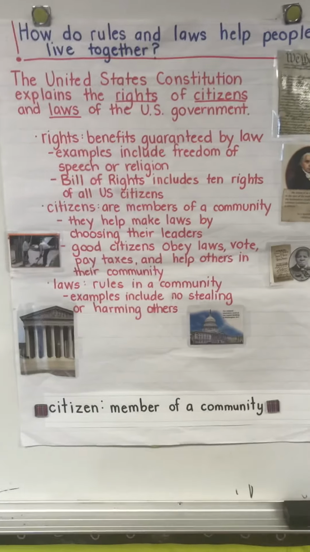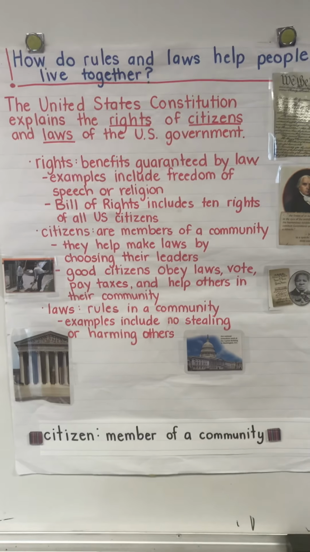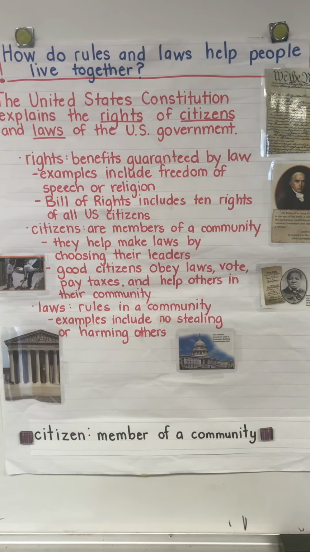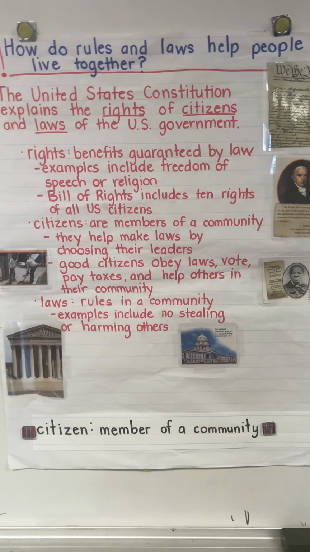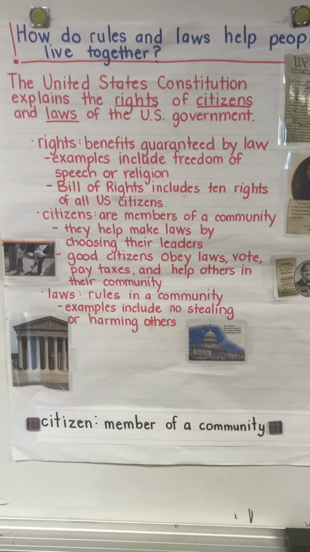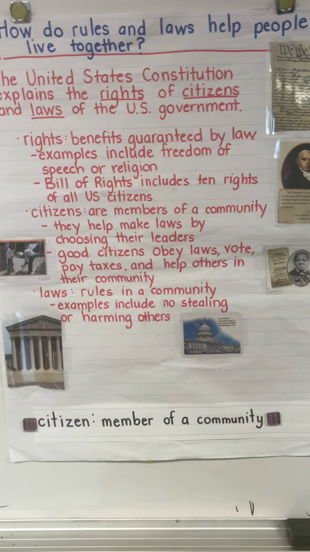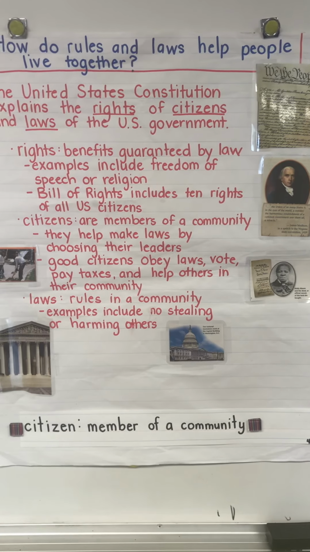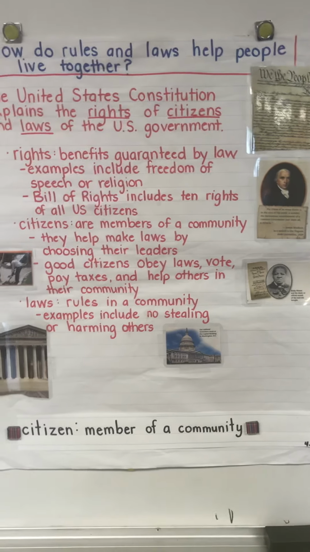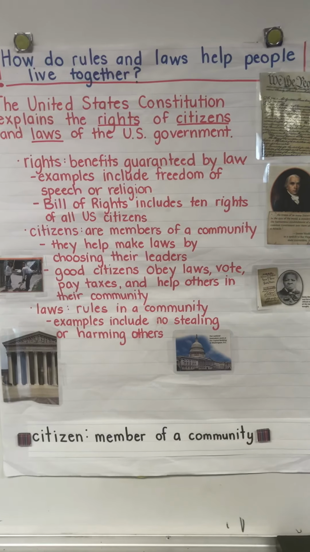All right. It says that good citizens obey laws. Well, what are laws exactly? Laws are rules in a community. Like we have rules in a classroom or rules at home or rules at school. Laws are rules for the entire community. Some examples are no stealing or harming other people. You can't do that. Laws keep communities safe. And if we allow people to hurt each other, then our communities aren't safe.